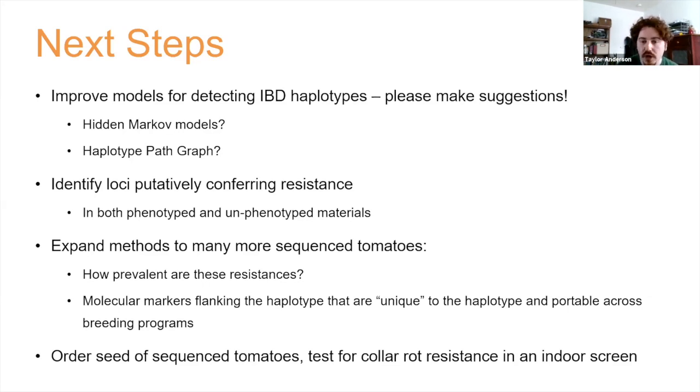And finally, we hope that this work will help to reveal tomatoes with unique versions of the resistance haplotypes, which could predict the presence of novel alleles conferring even stronger early blight resistance.